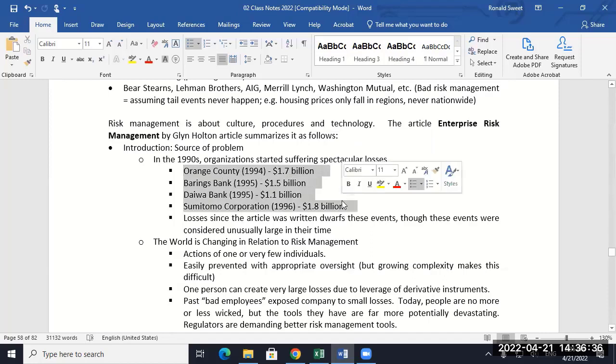These are the things he's talking about. And his question is, why are we seeing these huge risks? So he wrote this back in the 90s, saying, why do we see these huge risks? And what we've seen since then dwarfs what happened in 1990. So not only are things huge, they're getting much, much bigger. And so what's going on?